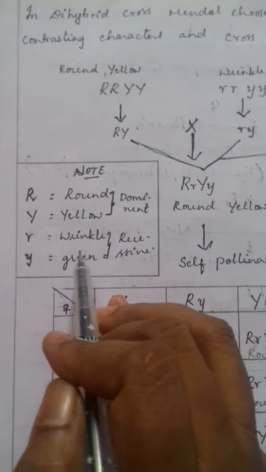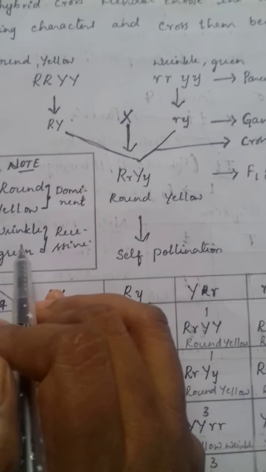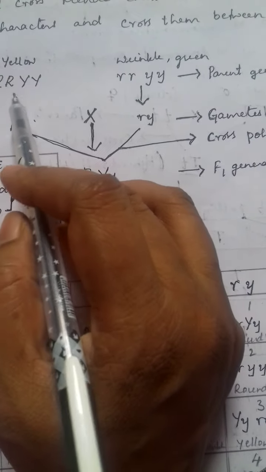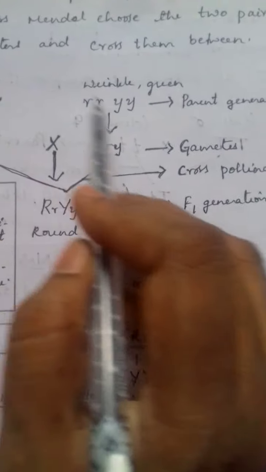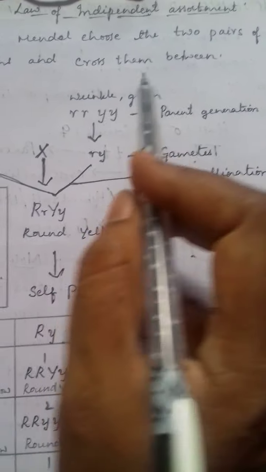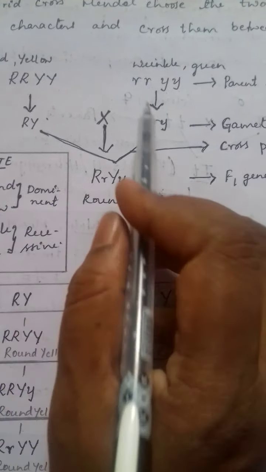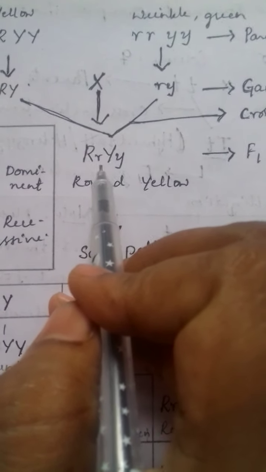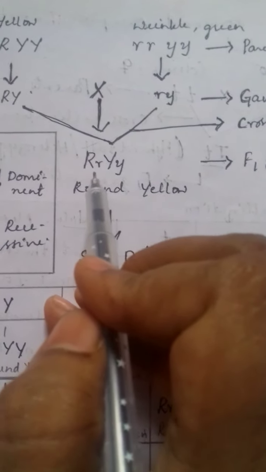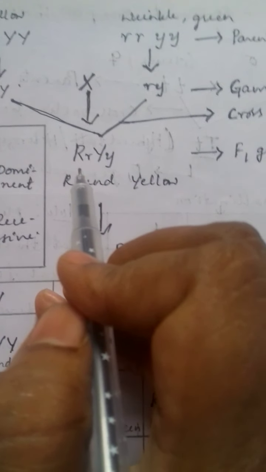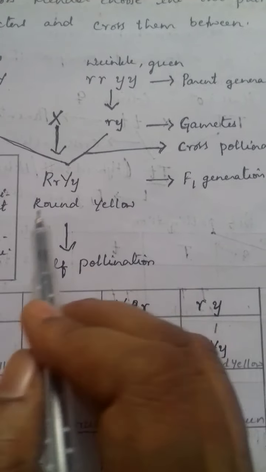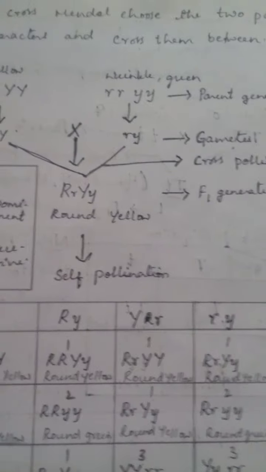These are the four characters taken in the dihybrid cross, and these are the parent generations: capital R, capital R, capital Y, capital Y, small r, small r, small y and small y. These are the parent gametes. When they are crossed, R is crossed with small r, and capital Y with small y. We get capital R, small r, capital Y, small y. We only mention the capital letters for the character. So in the F1 generation we got a hybrid round yellow.